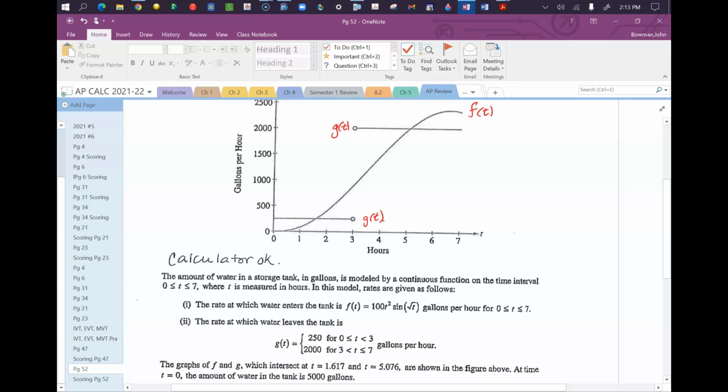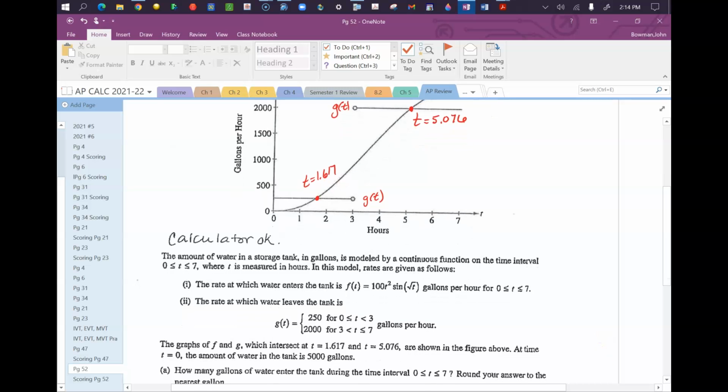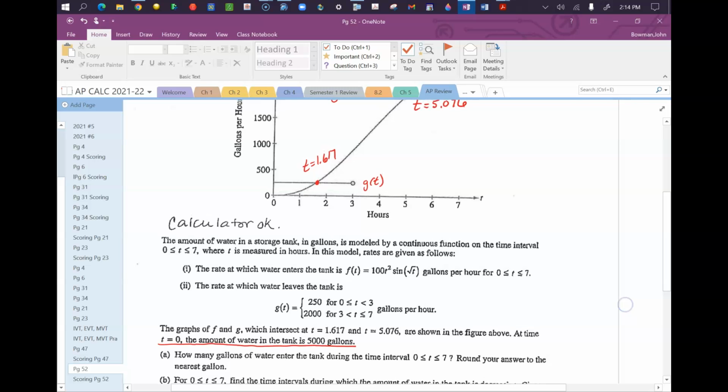The graphs of f and g intersect at t equals 1.617, and t equals 5.076. So that's right around 5. At time t equals 0, the amount of water in the tank is 5,000 gallons. How many gallons of water enter the tank during the time interval from 0 to 7? Round your answer to the nearest gallon.